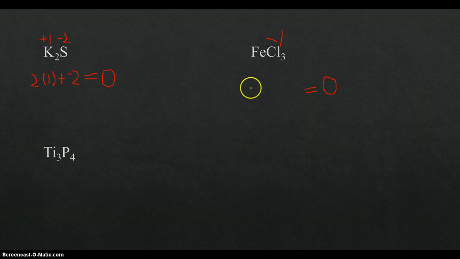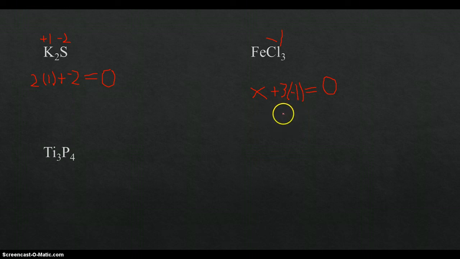I don't know what iron is, so I'm going to put an X here. Algebraic formula. I don't know what it is. And since I've only got 1 iron, it's just regular X. If there were 2 irons, it'd be 2X or something like that. Plus, and then I have 3 chlorines, and each chlorine is a -1. And then you've got your basic algebraic equation.